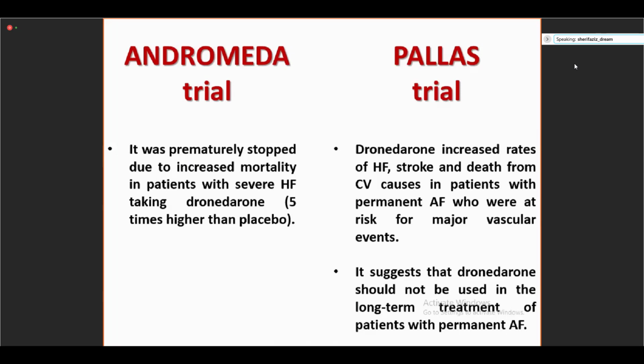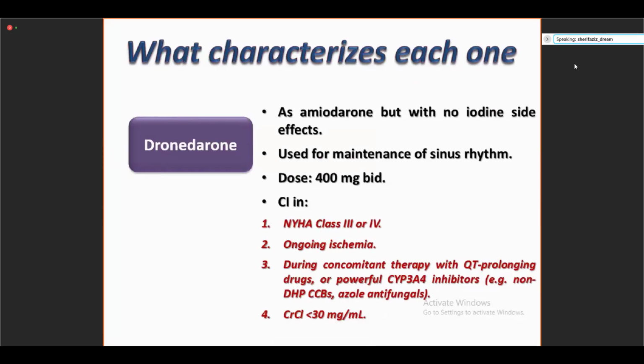The Andromeda trial and the Palace trial, of course, show increased mortality, especially in patients with severe heart failure. And the Palace trial showed this in permanent AF, with an increased rate of heart failure and stroke. That's why dronedarone, in the next slide, we can see that it is contraindicated in patients with NYHA class 3 or 4 heart failure, or patients with ongoing myocardial ischemia. But if the patient has compensated heart failure or ischemic heart disease, but without any ongoing ischemia, I can use it.